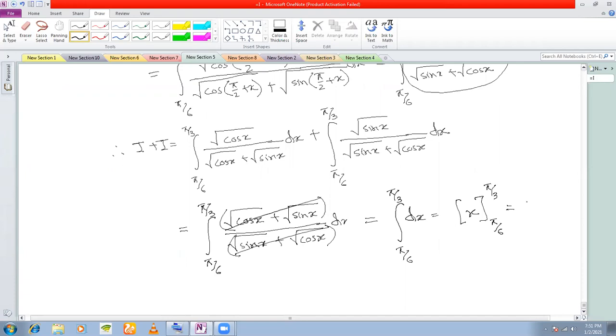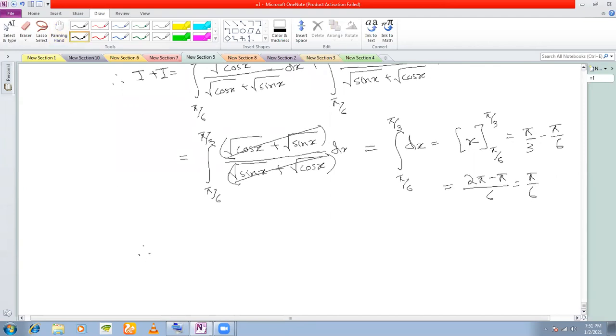Now you take the upper limit pi by 3 and you take the lower limit pi by 6. So pi by 3 minus pi by 6, if you take the LCM, is 2 pi minus pi by 6, which is simply pi by 6. That's not the answer, in fact. This is I plus I, sorry. So therefore, what is 2I? 2I is equal to pi by 6. Therefore, I here is pi by 12.